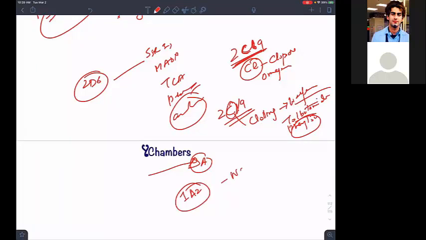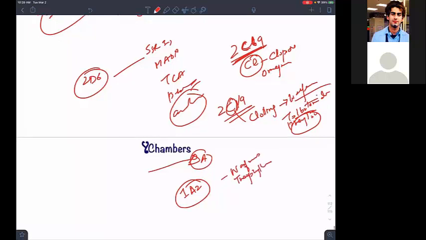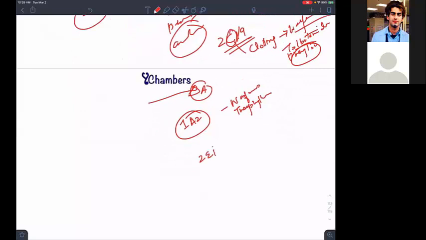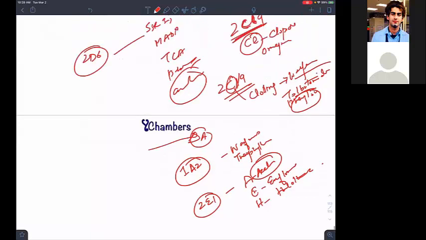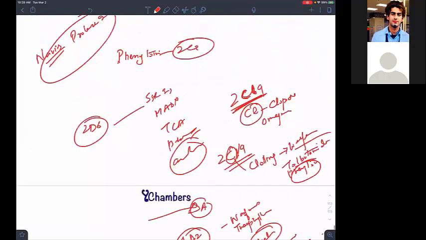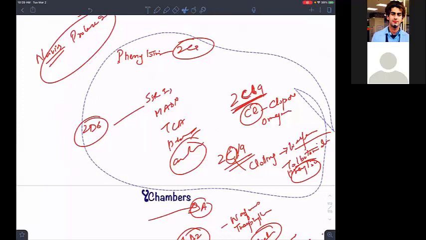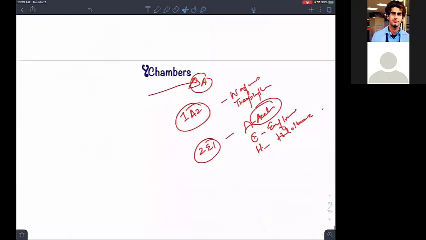And which drugs are the substrates of 1A2? Warfarin, theophylline, isn't it? Which drugs are metabolized by 2E1? A means acetaminophen, E means enflurane, H means halothane. You don't have to learn them, it's just the concept that you should have, what drugs will be used by this enzyme. And you have to remember the inducers and the inhibitors.